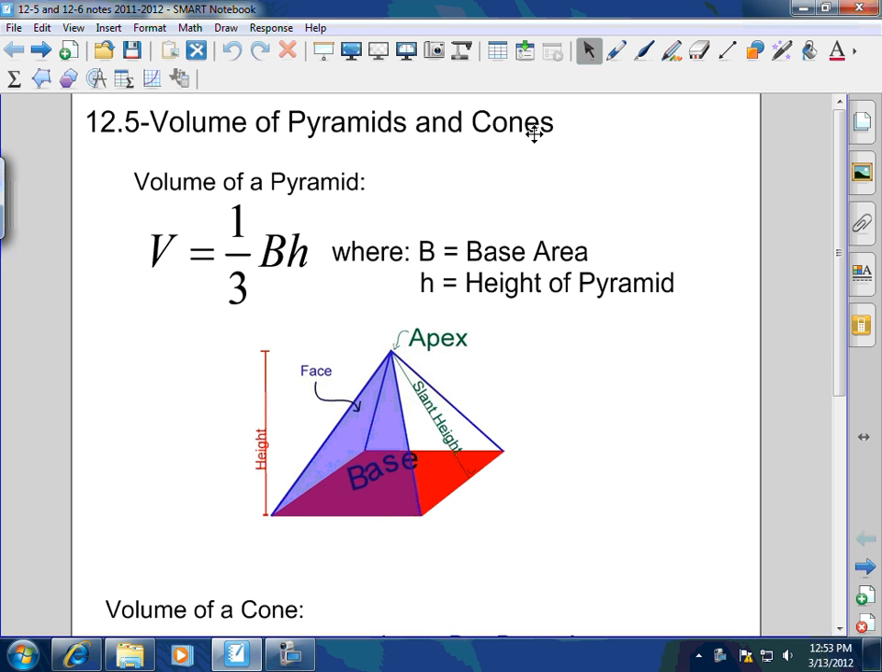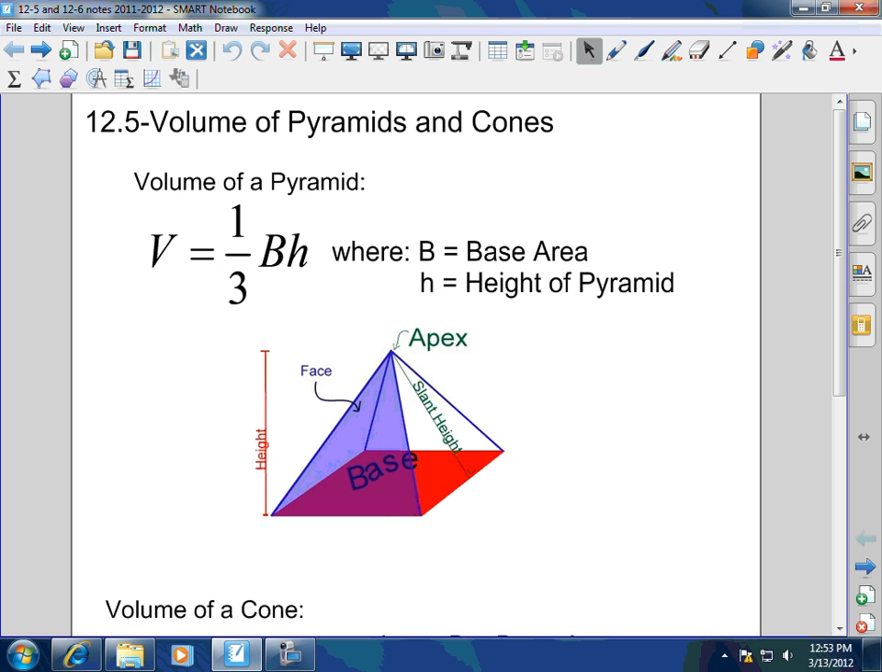When we're looking for the volume of a pyramid or a cone, we are talking about volume equals 1/3 the base area times height. It is almost like regular volume of any prism, which is base area times height. But this is 1/3 the base area times the height.